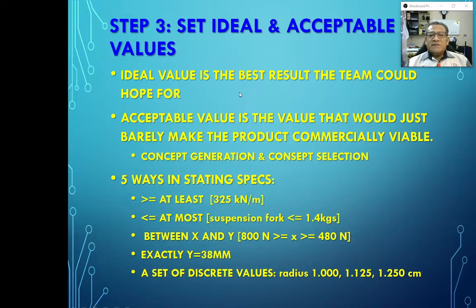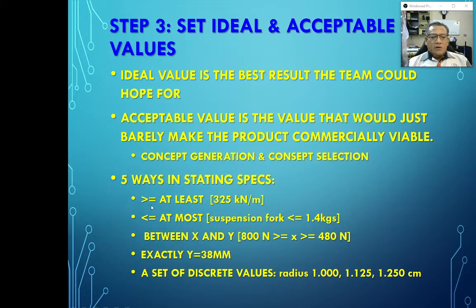So the ideal value is the best result that the team could hope for. Perhaps we are approaching the middle approach, right? The acceptable value is the value that would barely make the product commercially viable in the market, based on the concept generation and the concept selection, which will be discussed in the upcoming chapter. In this situation, you need to state in between the most upper spec and the lower spec. You are choosing the middle approach. So you have to state your specification in the form of these 5 approaches, right?